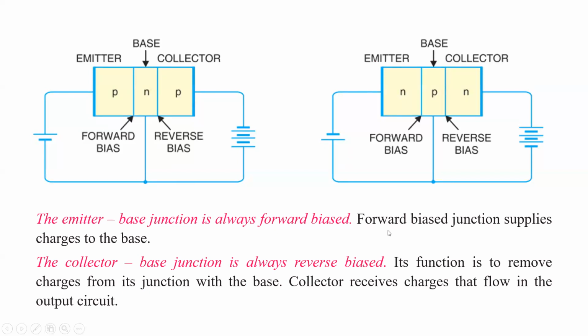So basically the forward biased junction supplies the charges to the base. The emitter base junction is forward biased. Because of that, the charges can flow from emitter to base easily. Secondly, the collector base junction is reverse biased. Because of that, this actually removes the charges from its junction with the base. Basically, all the charges will be attracted by this battery. So the collector tries to receive more and more charges from the emitter. This is how the charges will flow from emitter to collector through the base.